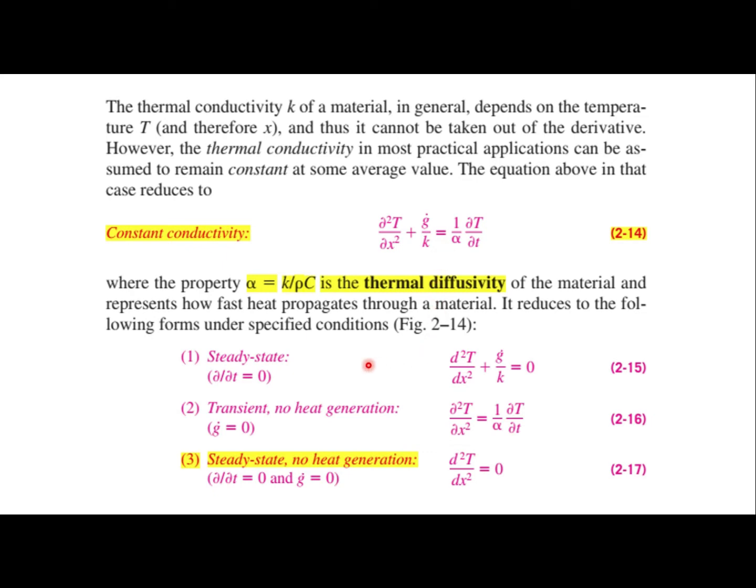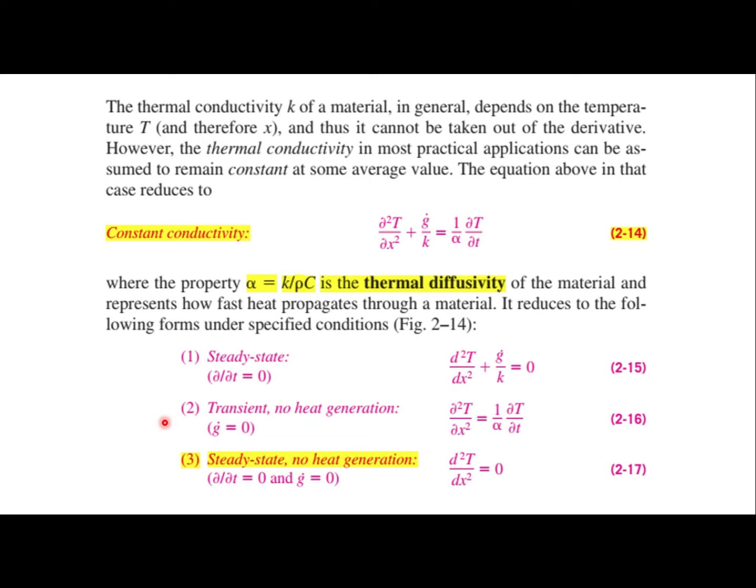The first one is if the process is steady state. What does it mean? That there is no change of anything with respect to time. So anything with respect to the change in time would be equal to 0, so the right hand side would be equal to 0. This is the equation that describes the rate of heat conduction through a plane wall in one dimension and steady state condition. The second is transient with no heat generation.